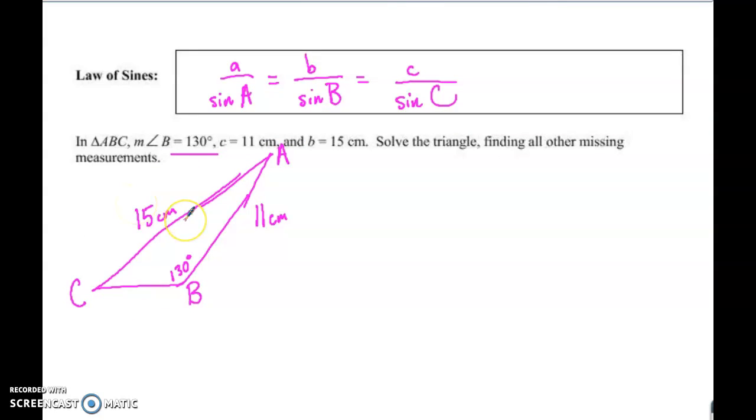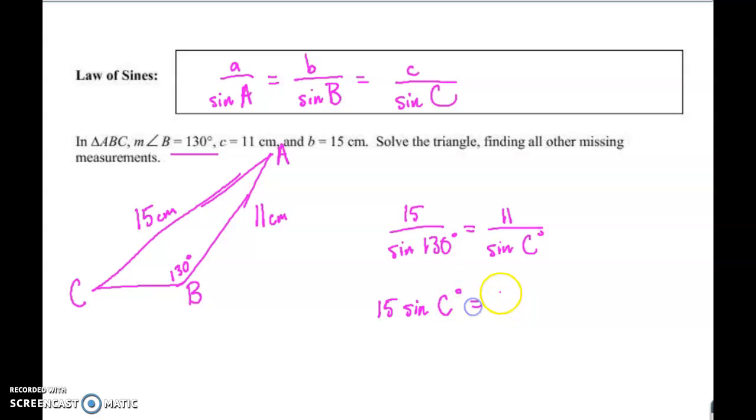So the whole premise of this is first you want to set up some sort of equation where you have only one unknown. So if I were setting it up the way I just wrote it, 15 over sine of 130, because those are the two that are across from each other, my other unknown would be 11 over sine of C in degrees. So you can cross multiply. This is how I do the problem. You don't have to do it my way, because some of you might find a faster way. 15 sine of C is equal to 11 times sine of 130 degrees.